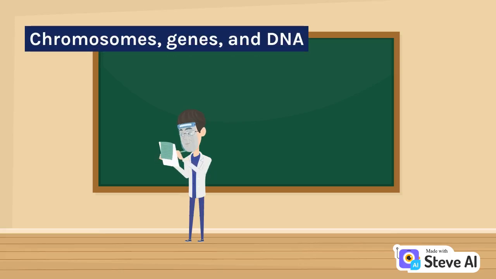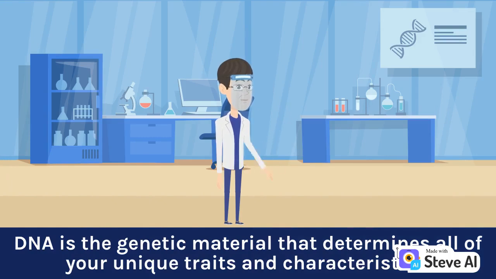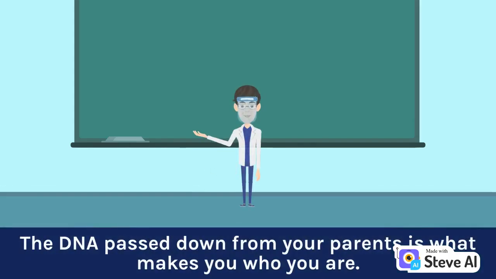Chromosomes, genes, and DNA. DNA is the genetic material that determines all of your unique traits and characteristics. The DNA passed down from your parents is what makes you who you are.